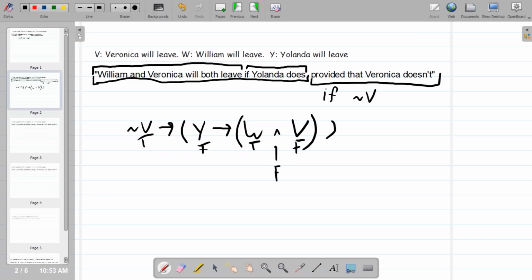Now we've got a conditional where the antecedent is true and the consequent is false, so this comes out as false. Okay. So it's okay to have a false sentence. These sentences are by no means guaranteed to be true. That was, by the way, roughly how you do a shortened truth table.